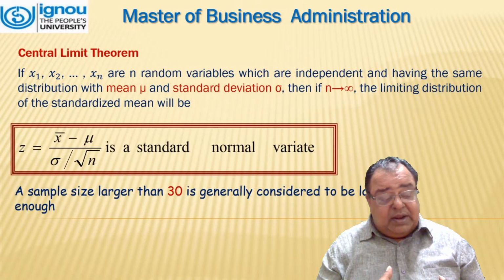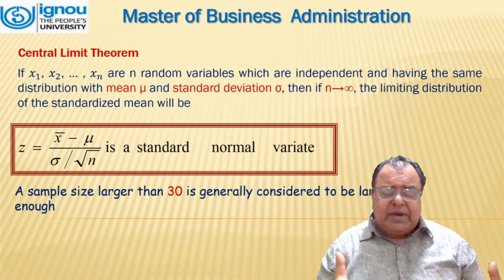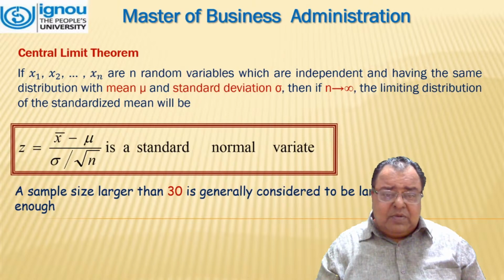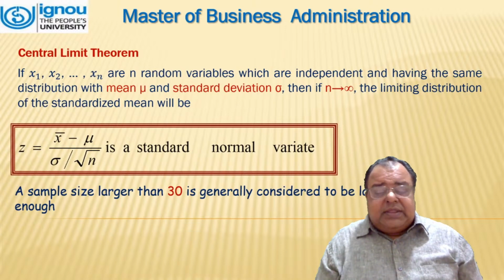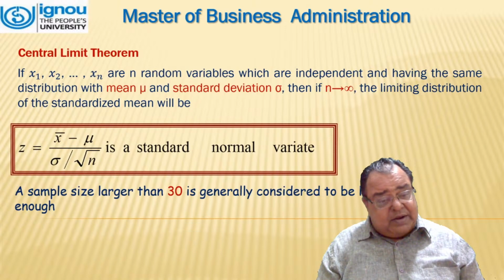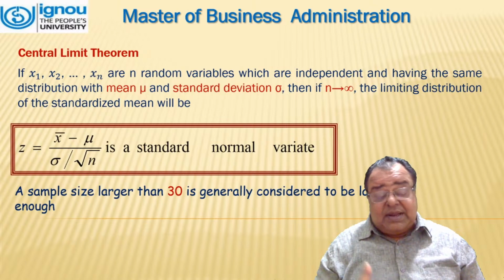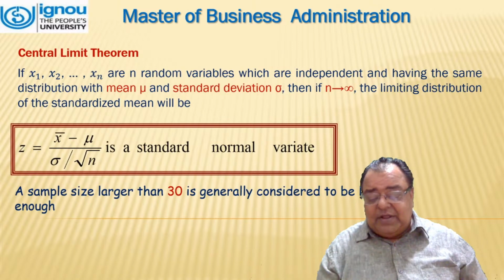Then comes your central limit theorem. If x1, x2 till xn are n random variables which are independent and having the same distribution with mean mu and standard deviation sigma, then if n tends to infinity, the limiting distribution of the standardized mean will be z equal to (x bar minus mu) upon sigma divided by under root n, which is a standard normal variate, and normally a sample size larger than 30 is generally considered to be large enough. We have to keep this thing in mind.